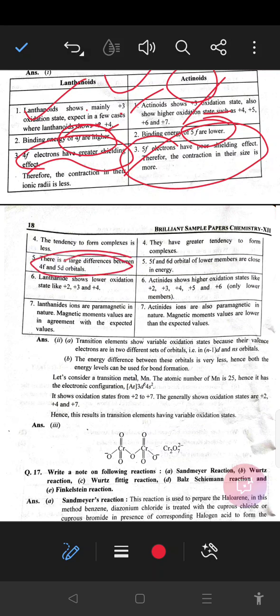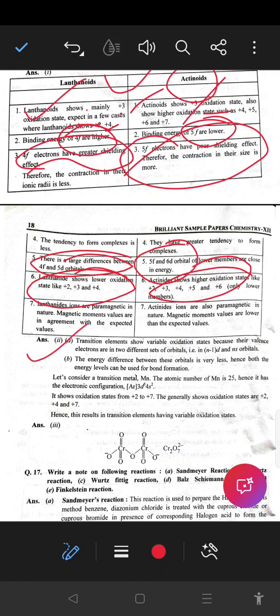There is a large energy difference between 4f and 5d orbitals, and a small difference between 5f and 6d. Lanthanides show lower oxidation states, actinides show higher oxidation states. So these are the differences.